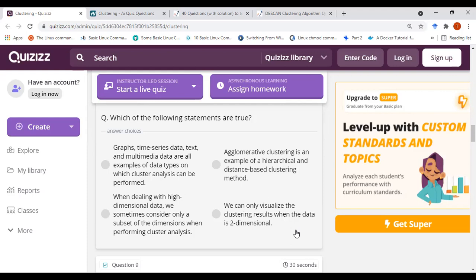Multimedia data क्या होता है? Yeah, images. Yeah, this seems to be true. टेक्स्ट में तो वो डॉक्यूमेंट्स का तो जैसे होल्ड, हां। टाइम सीरीज में थोड़ा सा, I can cluster based on time. I have seen the paper. बिल्कुल, उसकी different approaches हैं। Agglomerative clustering is an example of hierarchical and distance based. This is also true. Which of the following?